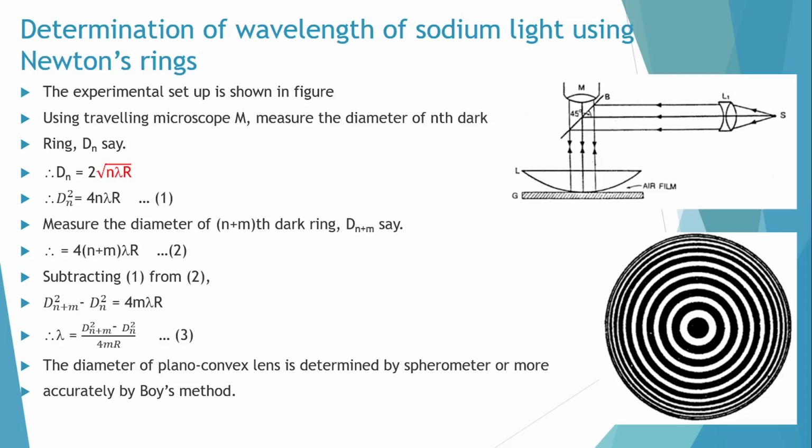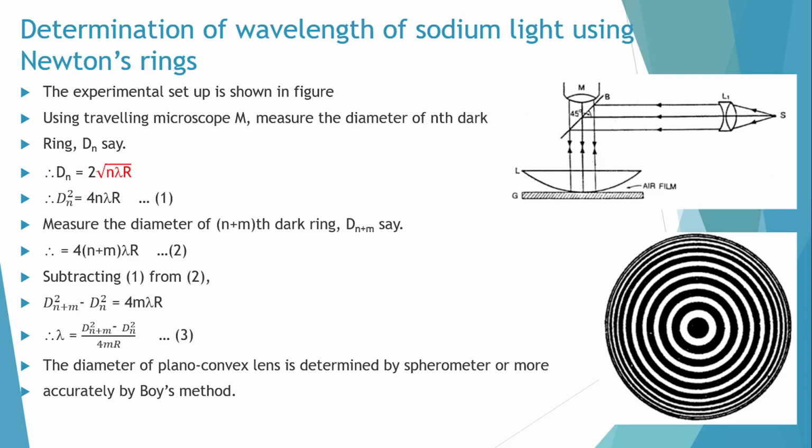Let us see one important application of the Newton's rings experiment, that is determination of the wavelength of sodium light. Now, the experimental setup is one and the same. Here again we are using a monochromatic source of light. So lens L1 makes the rays parallel, and the parallel rays are incident upon glass plate B, which is kept at an angle of 45 degrees with the horizontal axis.